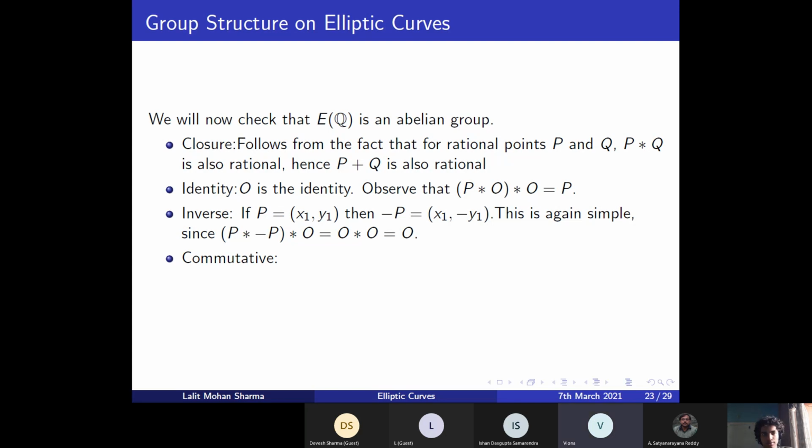Yes, probably. It's a line that is going to intersect. So any way you draw it, starting from PQ or QP, it will intersect at the same thing, and then you do star O. That is, you reflect. You should get the same point. So what we are trying to say is that P star Q star O is equal to Q star P star O. So that means P plus Q is equal to Q plus P. So that means E of Q is an abelian group.